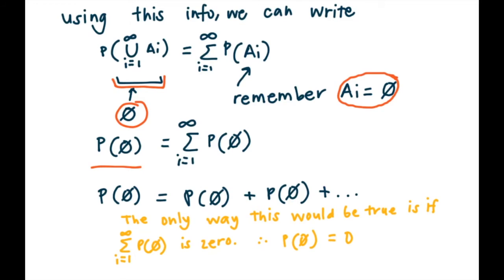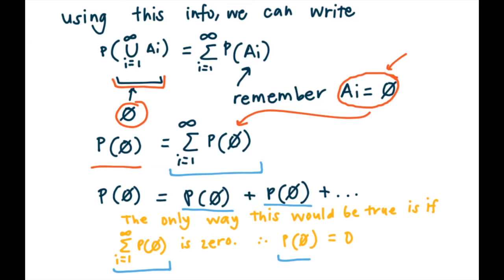And then remember that early on in the problem, it indicated that Ai equals the null set. So that's why we can plug in the null right here. Now, when we expand this right side, we're going to get the probability of the null plus the probability of null, and it's just going to keep on going. The only way that this would be true is if the sum of the probability of all these null sets is 0. Therefore, this proves that the probability of the null set must equal 0.